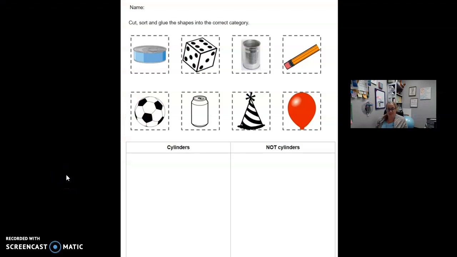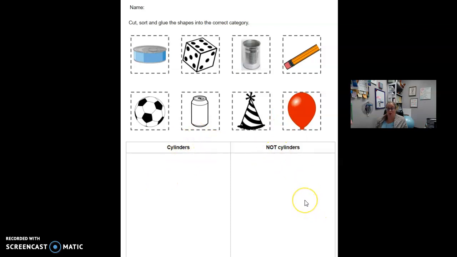For your assignment today, it looks very similar to the one from yesterday. Today what you're going to do is you are going to cut, sort, and glue the shapes into the correct category. So if you are at school, you're going to have this piece of paper. You're going to cut out these different shapes and you're going to glue them in the right spot. So today you're either going to say if it's a cylinder or if it's not a cylinder. So cut these out and say cylinder or not cylinder.